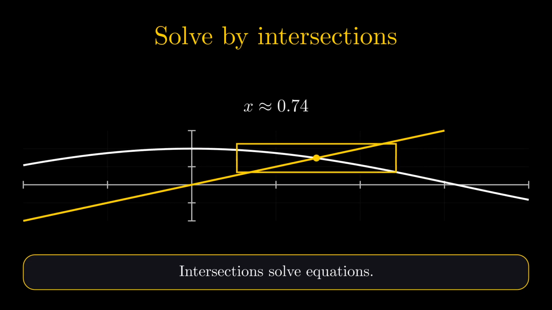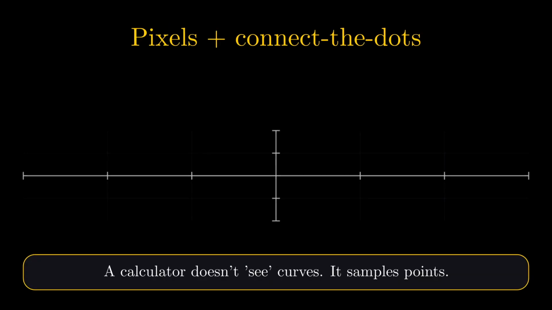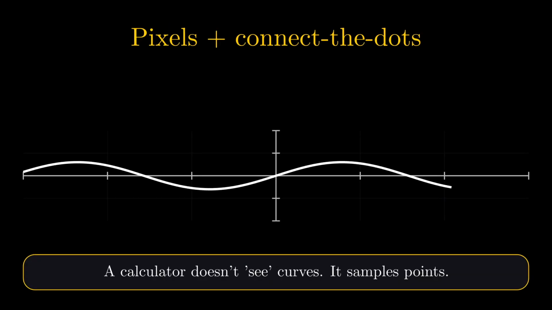Where two curves cross, their outputs match. Your calculator doesn't see a curve. It samples points, then connects them. If the sampling is too coarse, the picture lies.